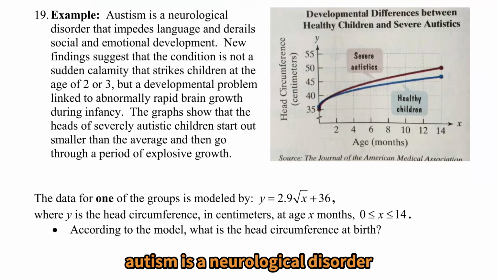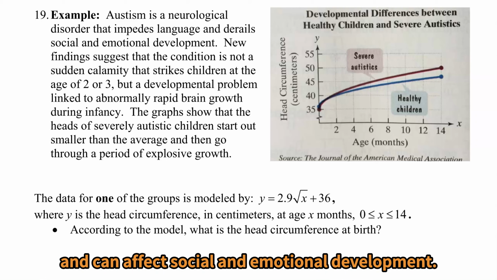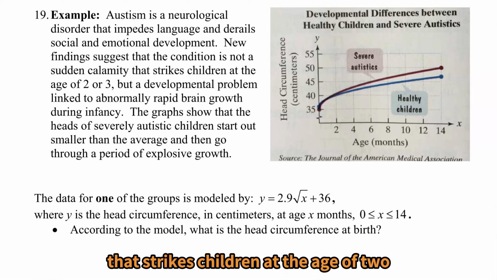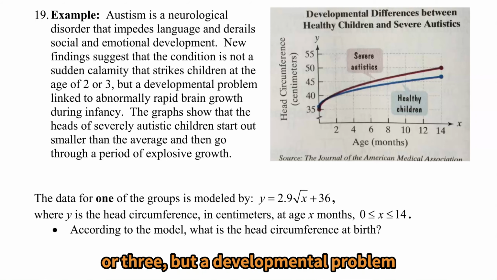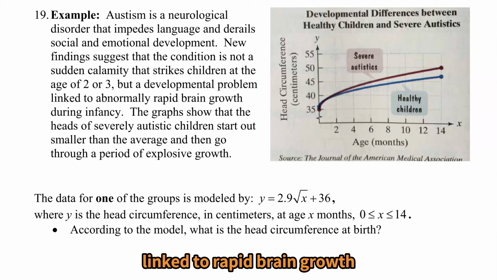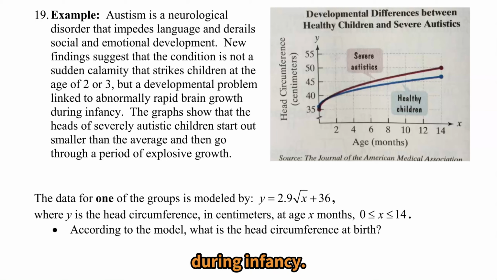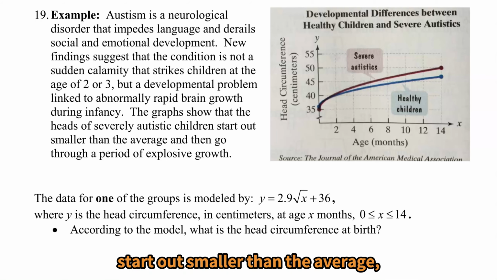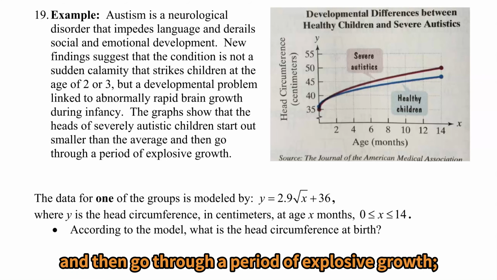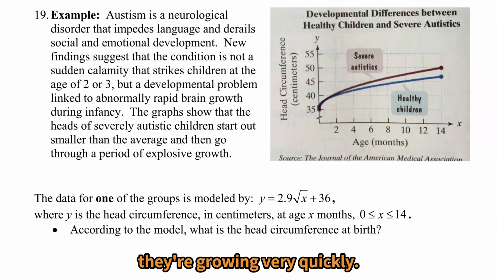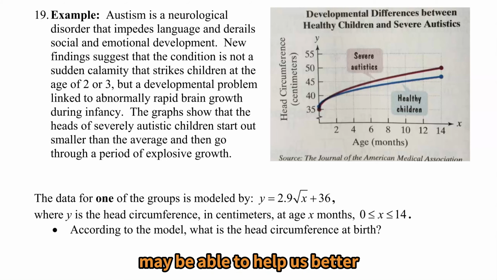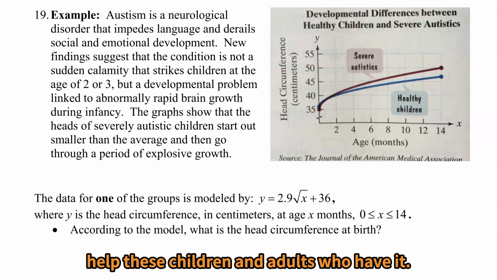Another example, autism is a neurological disorder that impedes language and affects social and emotional development. New findings suggest that the condition is not a sudden calamity that strikes children at the age of 2 or 3, but a developmental problem linked to rapid brain growth during infancy. The graphs show that the heads of severely autistic children start out smaller than the average and then go through a period of explosive growth. They're growing very quickly.